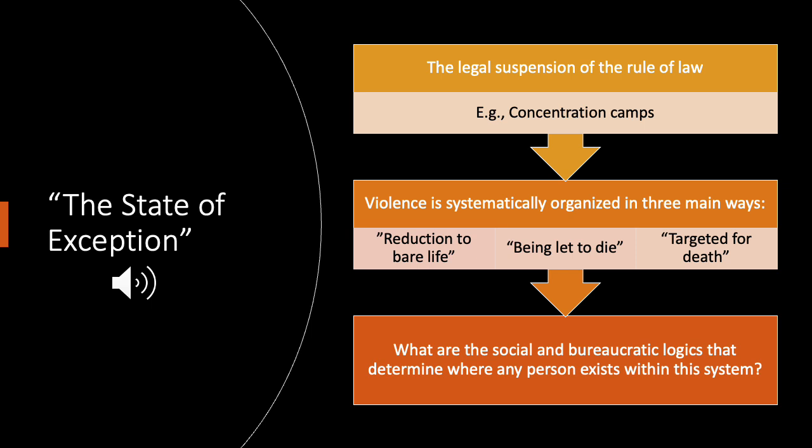So the question that this framework helps us think about is, what are the social and bureaucratic logics that determine where anyone exists in the system? Are you being placed in that reduction to bare life situation or being left to die? And how is this governed? Like, literally, what is the paperwork involved? For example, when Obama wanted to kill someone with a drone strike, he couldn't just do it. He had to file a bunch of paperwork, right? There is a bureaucratic logic that governs who is targeted for death. And we can understand all of that on an anthropological and sociological level.